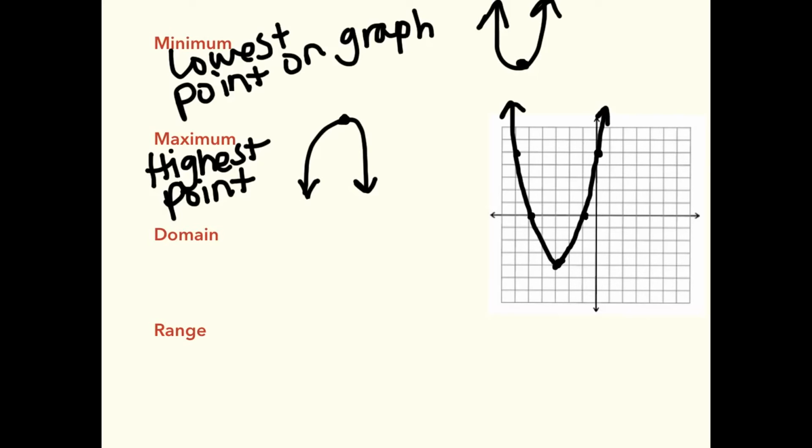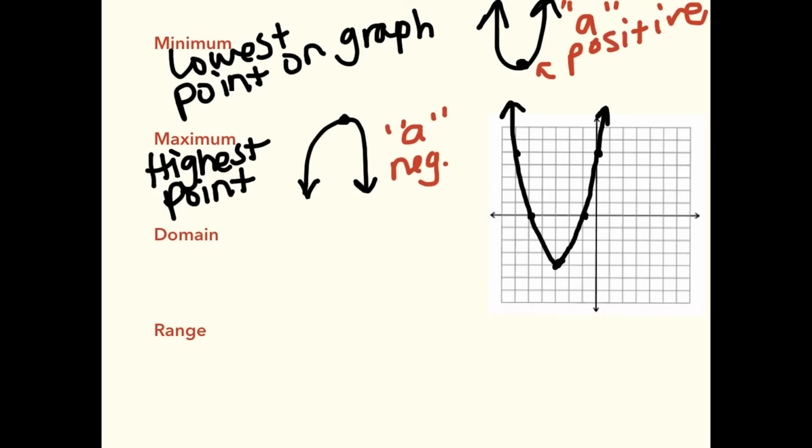Now, you can just look at your quadratic equation and know whether it's a minimum or maximum, whether it opens up or down, because when your a is positive, it's going to open up, just like this. When your a value is negative, then it's going to open down, just like this over here.